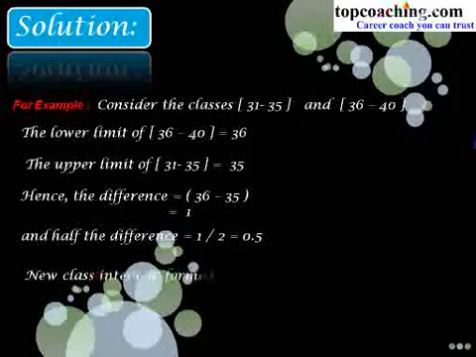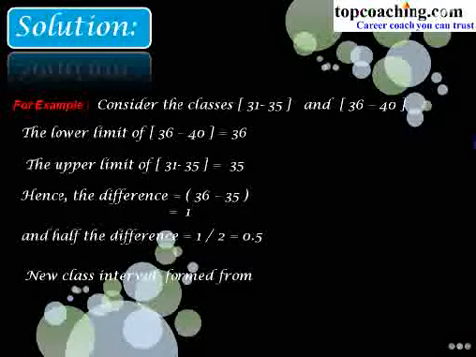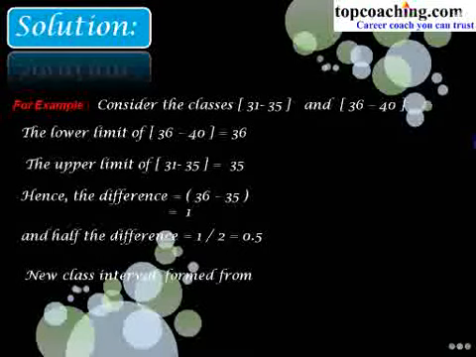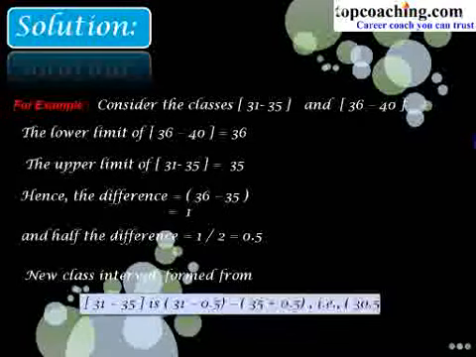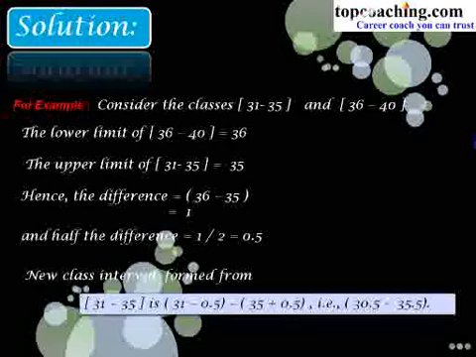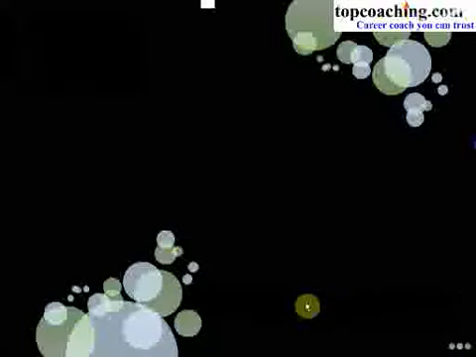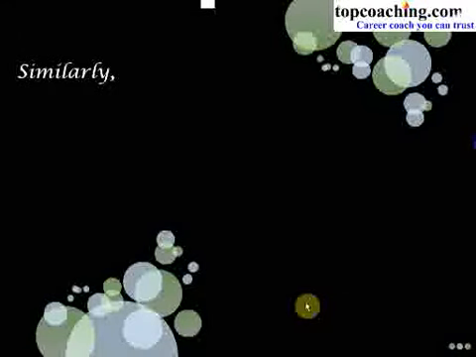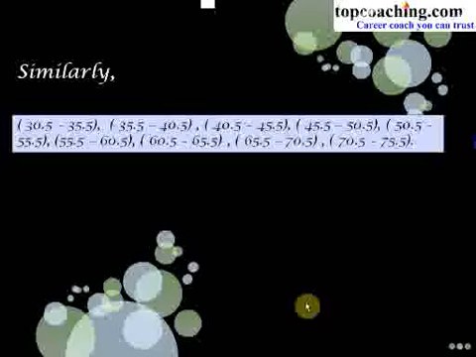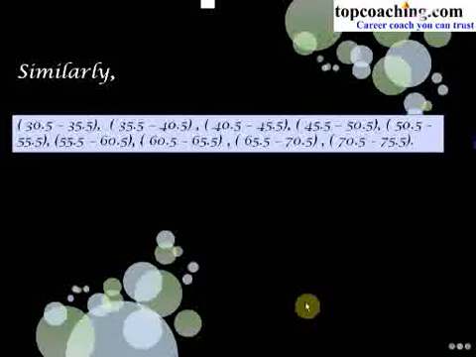Now we simply subtract this value from the lower limit of the class interval and add it to the upper limit of the class interval, like this. So finally 31 to 35 comes to be 30.5 to 35.5, by subtracting 0.5 from 31 and adding 0.5 to 35. Similarly, we apply the same procedure to every class interval, and it finally comes to be 30.5 to 35.5, 35.5 to 40.5, up to 70.5 to 75.5.